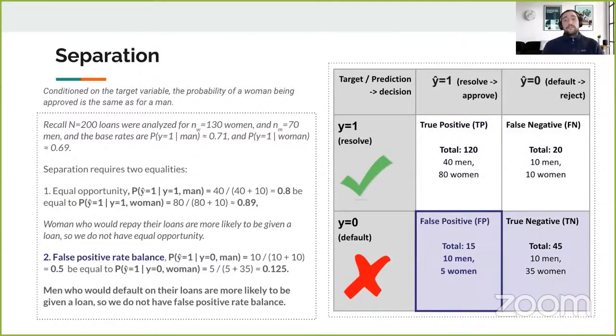The other part of separation is concerned with what happens to the loans that default. This is the second row in the confusion matrix. The false positive rate balance is really exactly that. It's looking for a balance in the false positive rates. And this is the probability that a loan is approved given that that loan would default. We find that for men, this is 0.5 in this example, while for women it is 0.125. So men who would default on the loans are much more likely to be given a loan, and we do not have false positive rate balance.